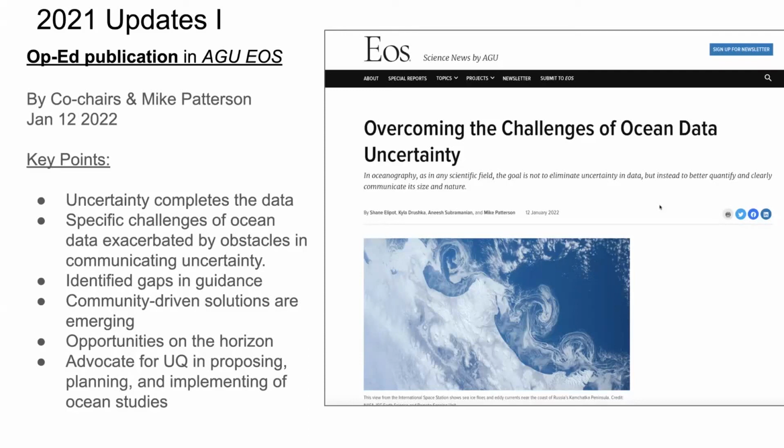And then in the end, this is an op-ed type of article, and so we really wanted to advocate that ocean uncertainty quantification should be present at the proposing stage, the planning stage, and the implementation stage of any present or future ocean studies. And I think these were the key points of this article already.